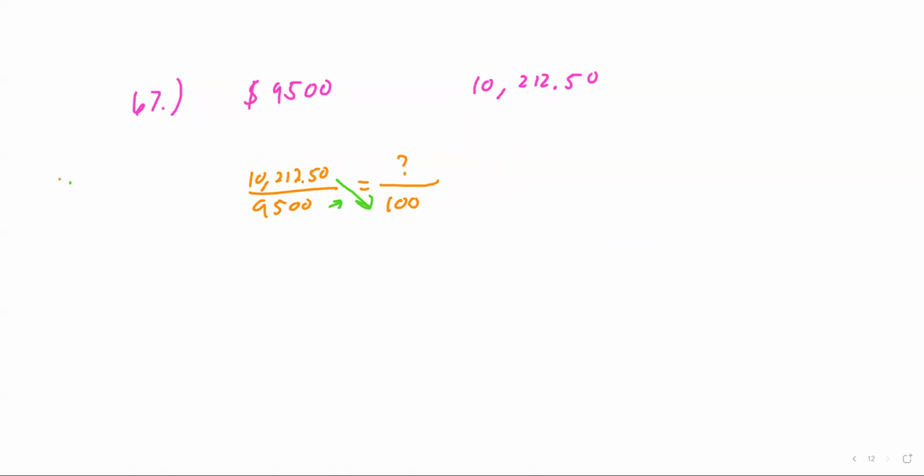That's going to be 10,212.50 times 100, and then I'm going to divide that result by 9,500. And when I do that, I get 107.5. What that tells me is if I take 107.5 minus the 100 and get 7.5, this was the increased tax rate on my TV. So in this, where Bob lives, he has a tax rate of 7.5%.